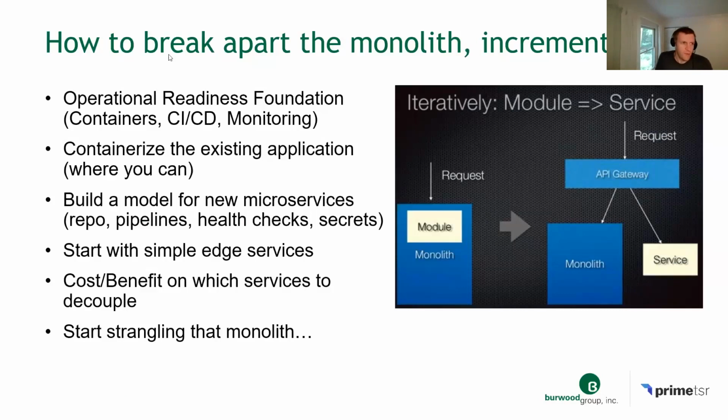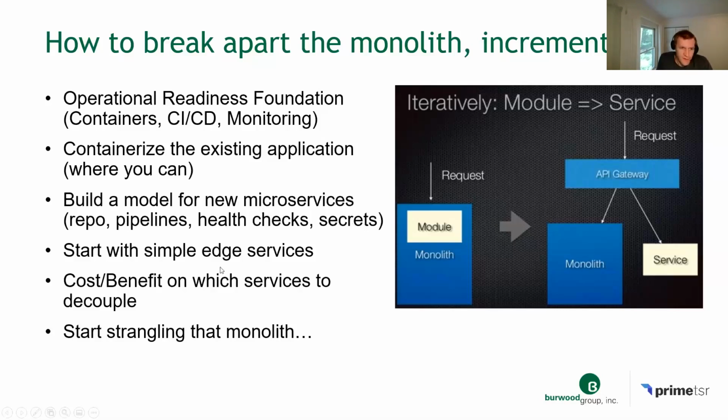So we've built our operational readiness foundation. We've containerized. We're now going to build a model for new microservices. So anytime somebody needs a new function, new service, some new functionality within the application, hey, we're going to have a model for building that as a microservice. So this is where we've got a repo for that. We've got pipelines, CI/CD pipelines, health checks, a template for building health checks into your application. Secret management as well is something that Rich and I talked about in the last session. We've got this for building new microservices. So anything net new is going to get built that way.